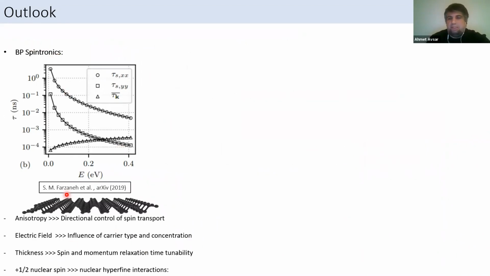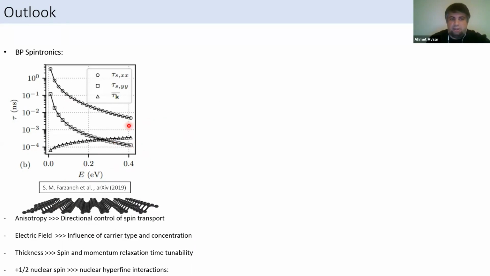So as an outlook, there are a lot of things to do with black phosphorus. One of them is definitely the anisotropy. There is already some demonstration of the charge anisotropy in black phosphorus, a factor of almost 10 demonstrated between the armchair and zigzag edge. And independent of the charge mobility being different, the spin orbit coupling strength will also be different. So at the end, there is a possibility of direction control of the spin transport. And with the electric field, you can do many things.